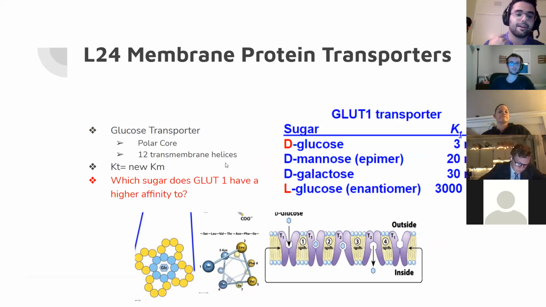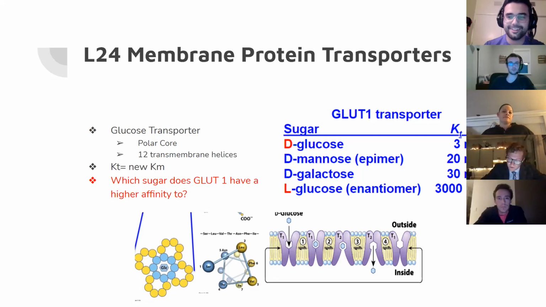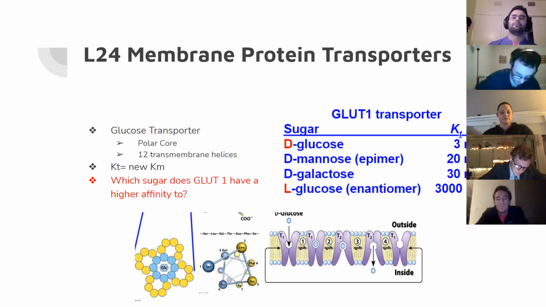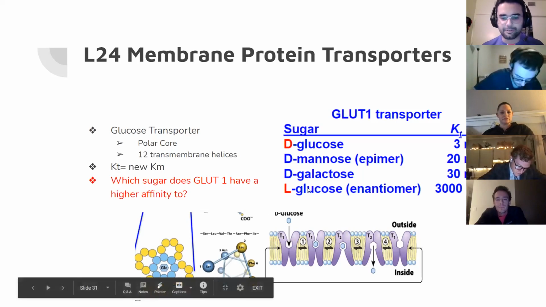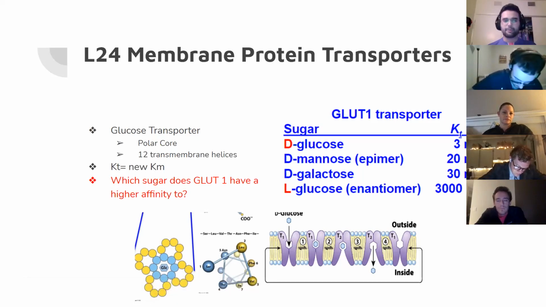So when I ask which sugar does GLUT1 have a higher affinity to, what do you guys say? Glucose. Which glucose? D-glucose. Exactly, D-glucose, because it has a lower KT, right? Because lower KM means it has a higher affinity. The way that I always remember this, especially if we're looking at L-glucose, is that our body doesn't really take in L carbohydrates. We take in our D carbohydrates. So that's why we'd have a higher affinity to our D carbohydrates.